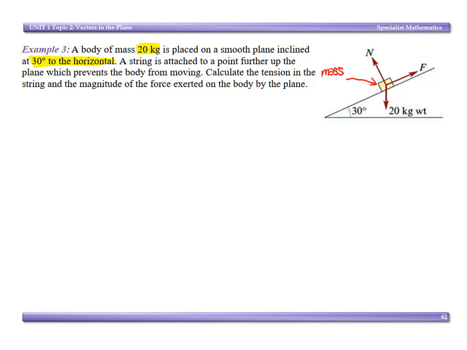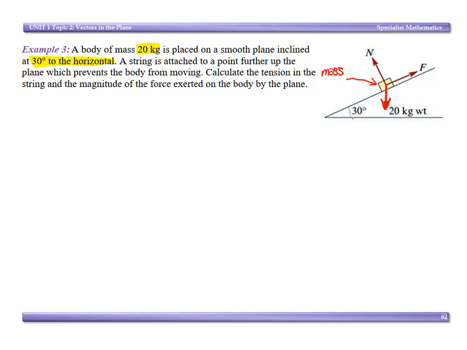Okay, its mass is 20, so that's going straight down. So you can see how that weight is in there, that force pushing down. We also have our angle to the horizontal of 30 degrees. Okay, a string is attached further up the plane, which prevents the body from moving. Calculate the tension in the string and the magnitude of the force exerted on the body by the plane.